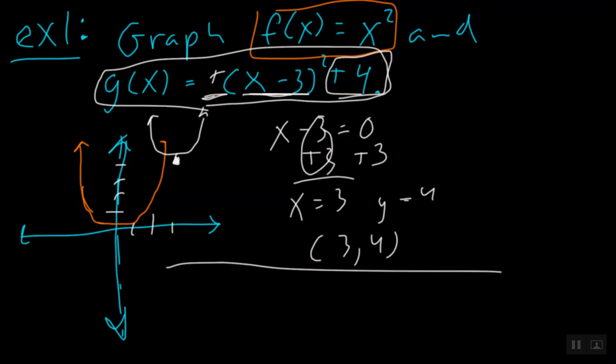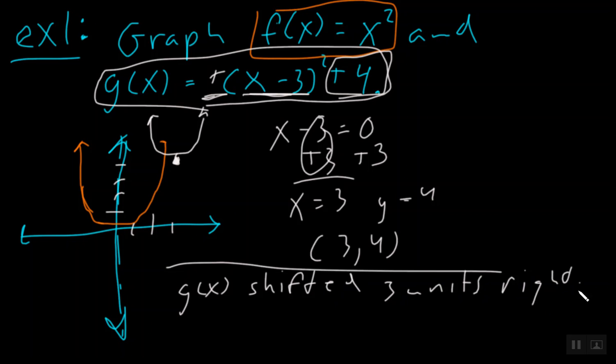We would say that g of x shifted 3 units right and 4 units up. And if you can describe that shift, that illustrates to me that you understand how this graph changed. Alright, let's try another one.